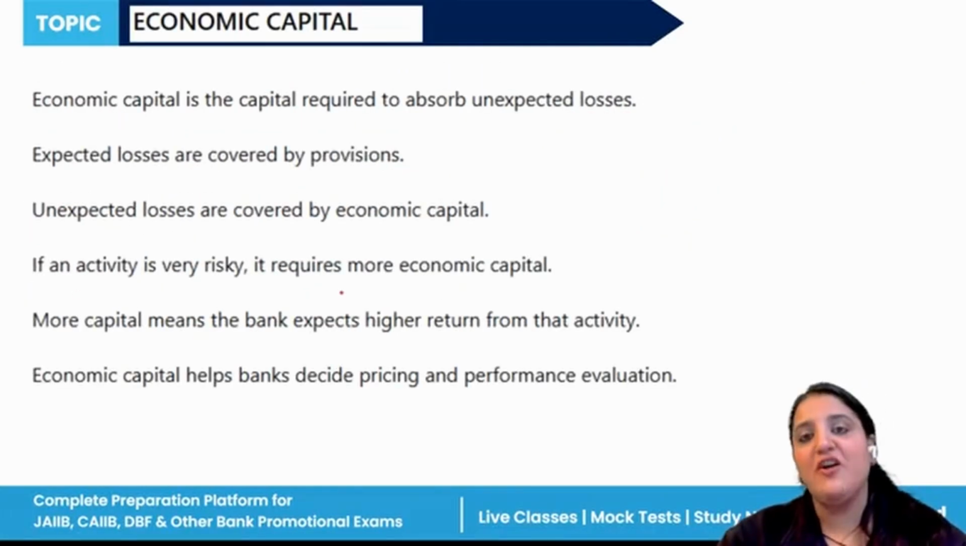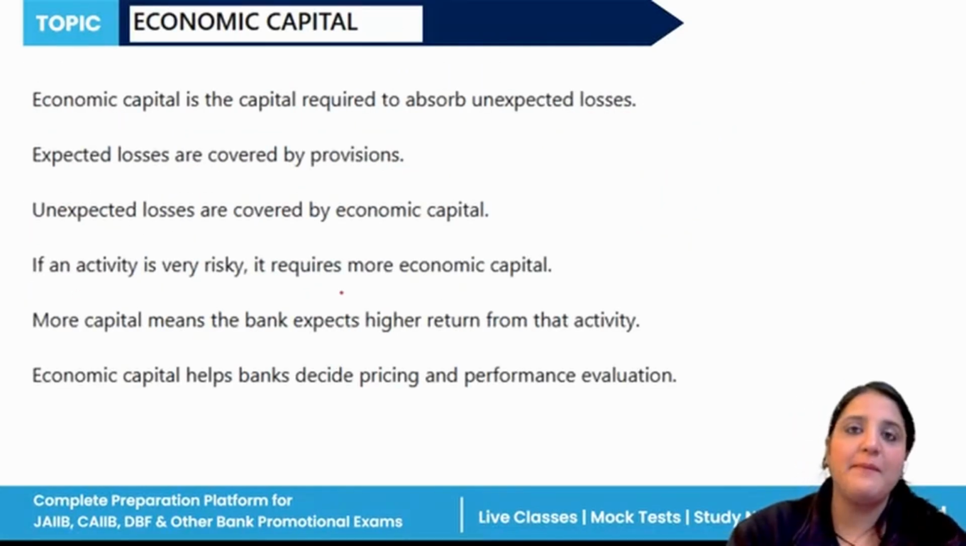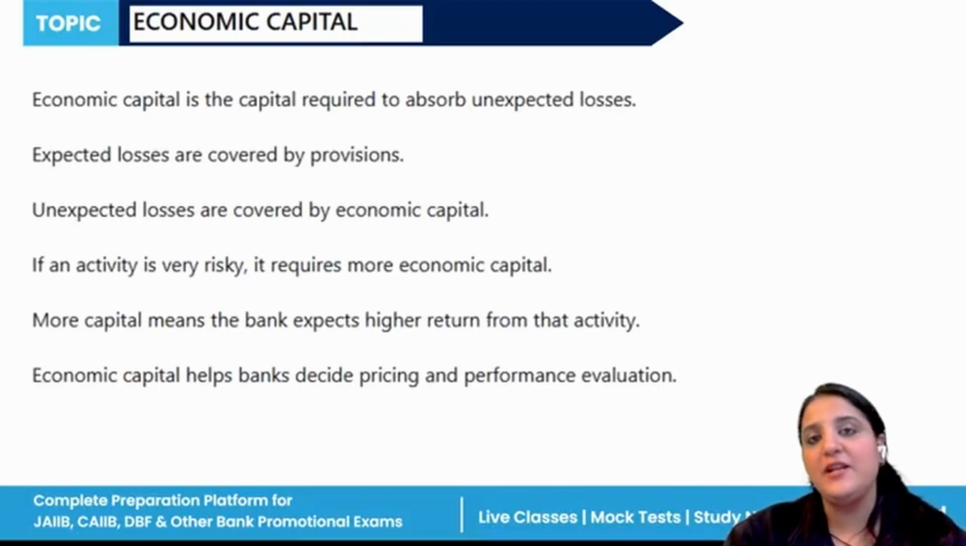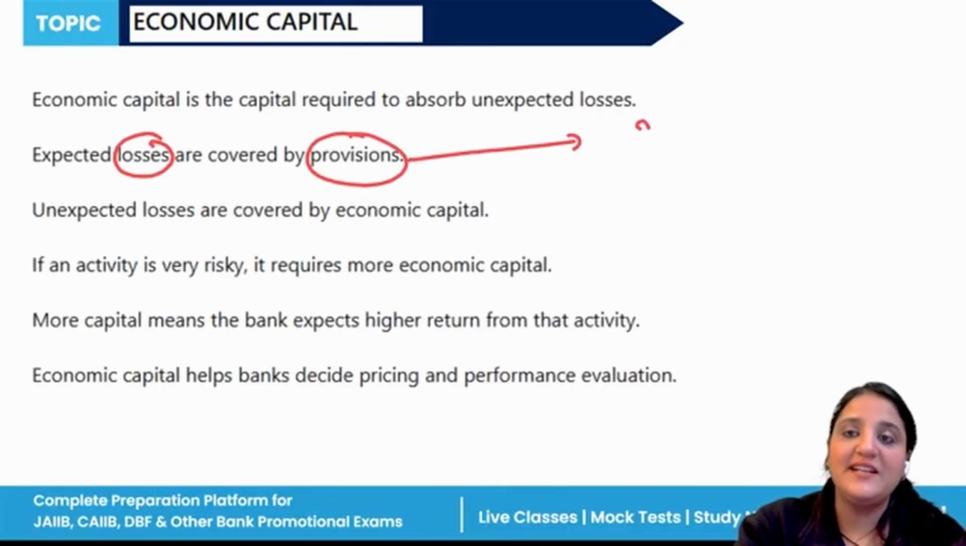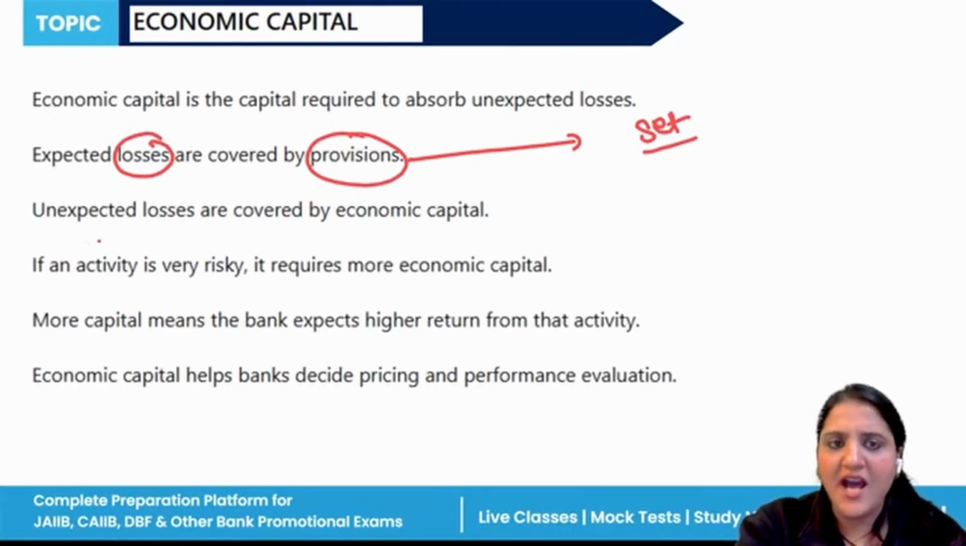Now, what is the meaning of economic capital? Economic capital is that capital which is maintained to absorb any unexpected loss. And all those unexpected losses are covered by the provisions which our bank has to set aside for the unexpected loss. So, we can say unexpected losses are only covered by the economic capital.